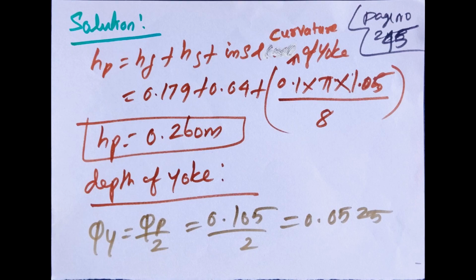Depth of yoke: we find depth of yoke in a few steps. Phi y is equal to phi p divided by 2, which is 0.105 divided by 2, equal to 0.0525.